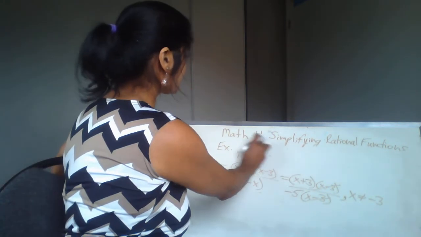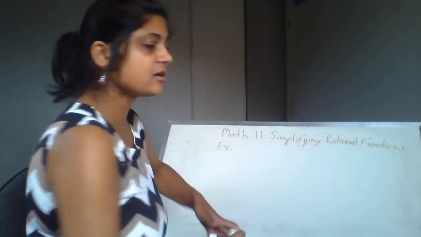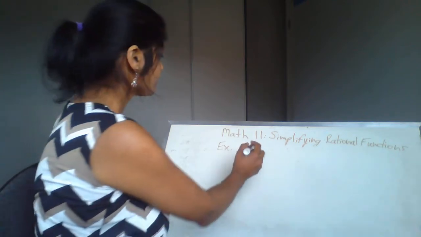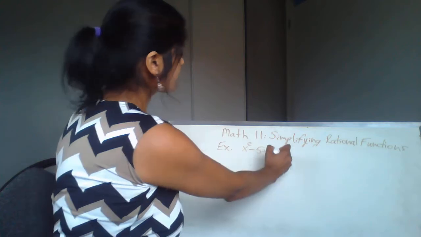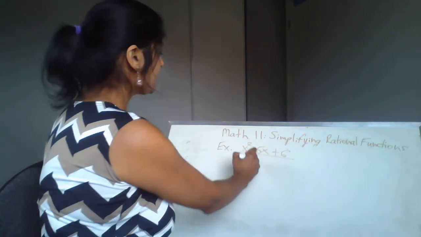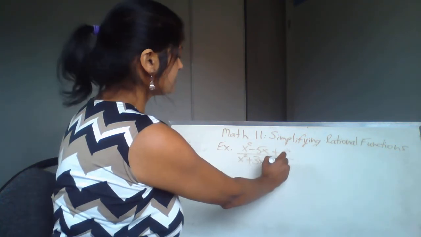Okay, so let's take a look at this question here. All you're going to do is factor out both the numerator and denominator. So I have x squared minus 5x plus 6 in the top, and on the bottom, I have x squared plus 3x minus 10.